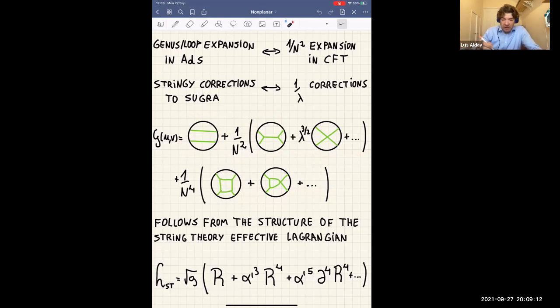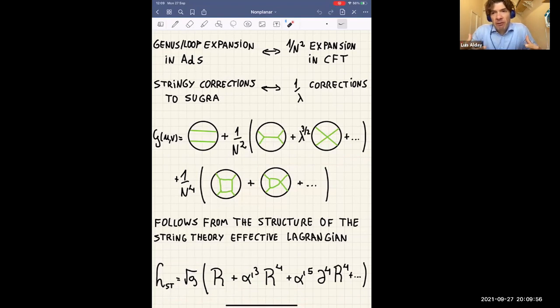And in addition to the disconnected and the tree-level result, we have all loop results, with higher loops, etc. If you have a look at the tree-level results, for instance, this structure follows from the structure of the string theory effective Lagrangian, which is something like R plus corrections to supergravity. So we have, for instance, alpha prime cubed R to the 4, D4 R to the 4, with some coefficients here. And this structure mimics this result.